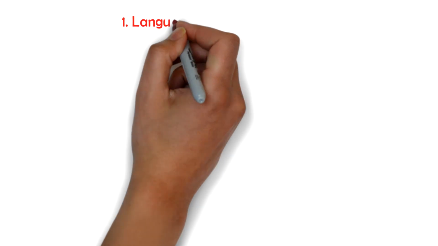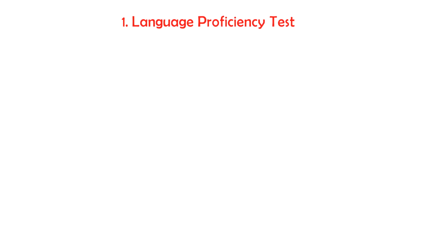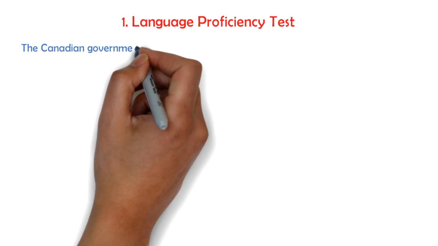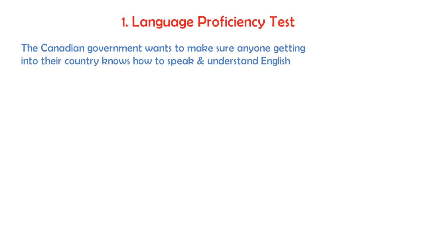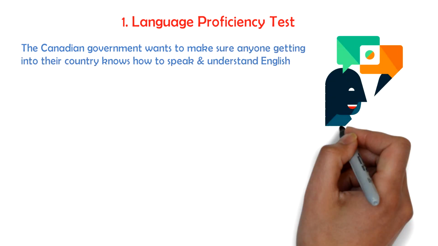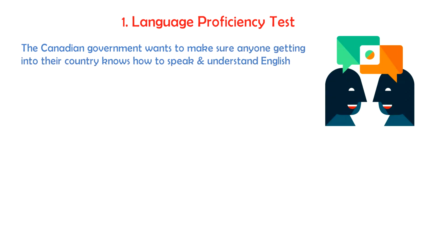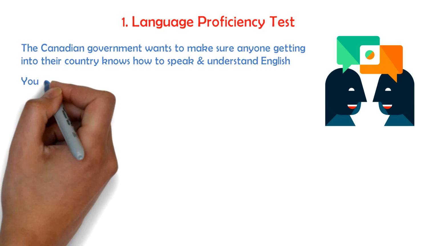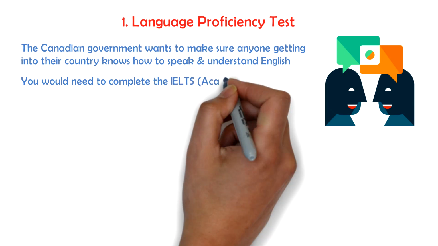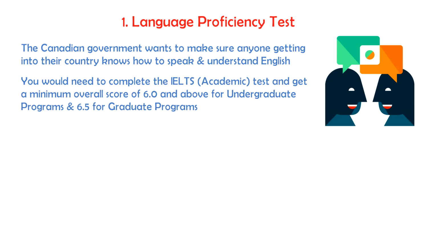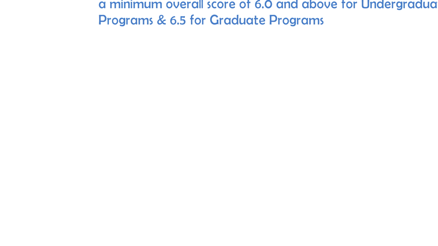The first step would be getting your language proficiency proof or test. The Canadian government wants to make sure that anyone getting into their country knows how to speak and understand English, as it is the language most used in Canada, followed by French. You would need to complete the IELTS academic test for this purpose and get a minimum overall score of 6 and above for undergraduate programs and 6.5 for graduate programs.